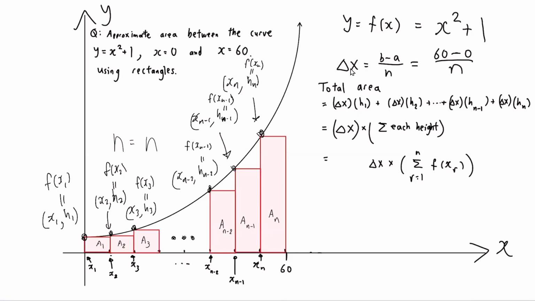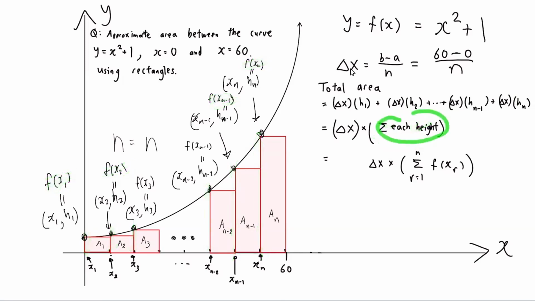So that means that I can replace h1, h2, hn minus 1, hn with f of x1, f of x2, f of xn minus 1, f of xn. Then I didn't bother writing it down. I just write down sum of each height because that's the interpretation, right? The f value is the height of each rectangle, remember?